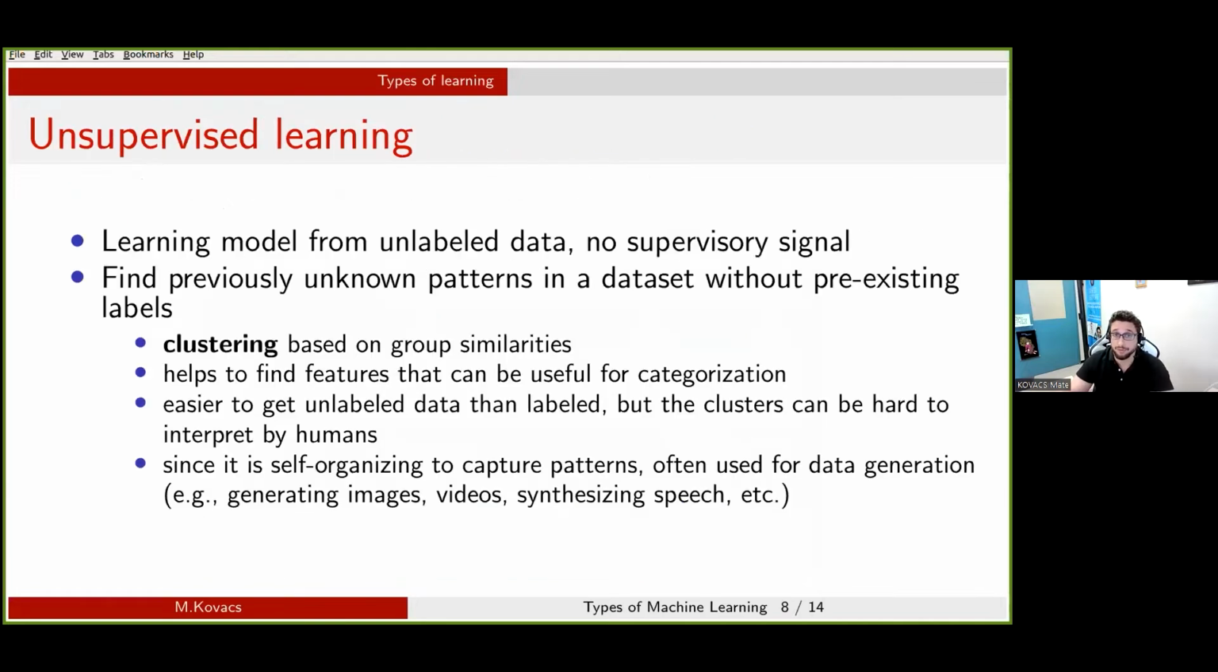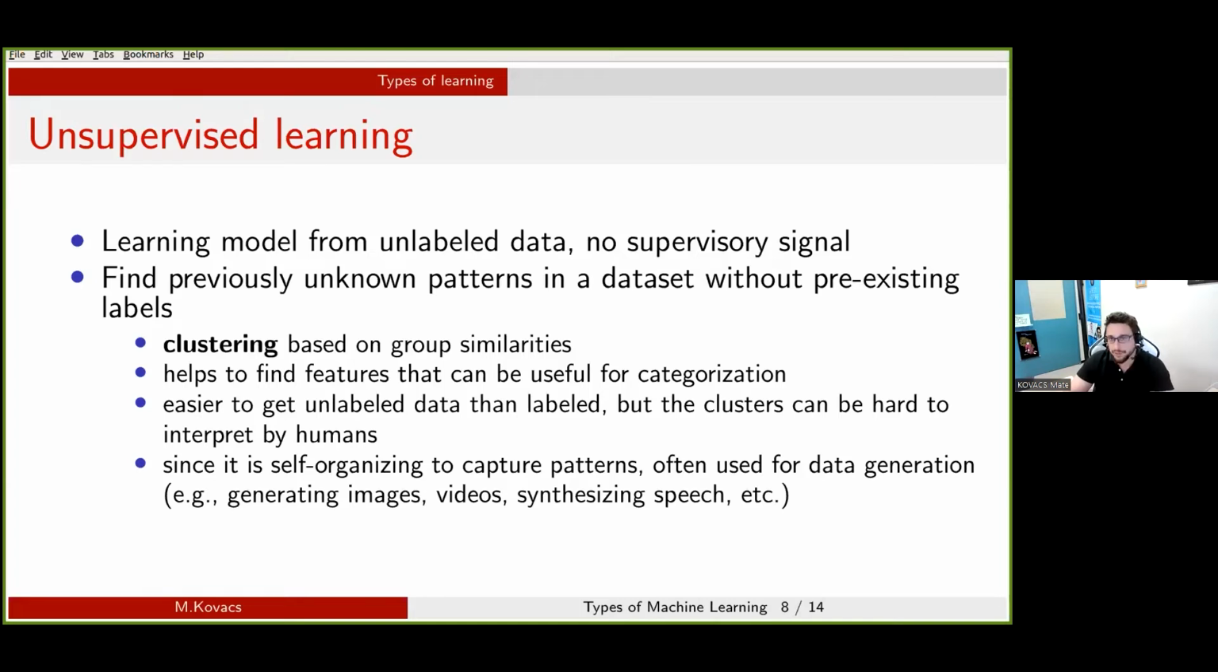Okay, now let's move to unsupervised learning. In this case, there is no supervisory signal or label involved, and we are trying to make clusters of similar data points. We can say our goal is to find previously unknown patterns in a data set, but without pre-existing labels. There are multiple applications of unsupervised learning, such as dimensionality reduction, pattern and feature recognition, data quality assessment, or for exploratory analysis, where we have huge amounts of data, but we don't have labels for it.